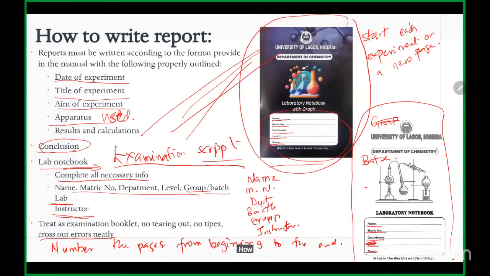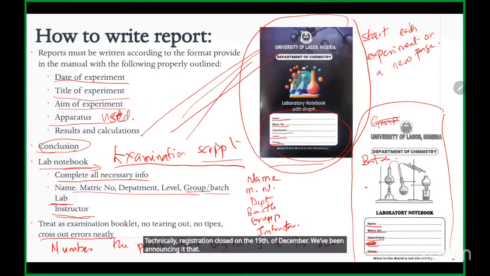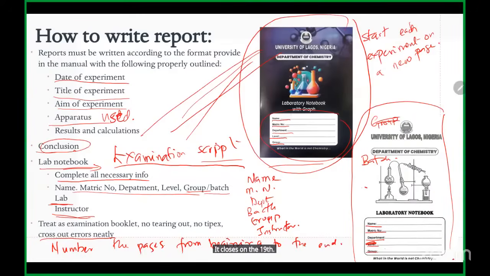How can we know about? I've answered that. Any other new question? Technically, registration closed on the 19th of December. We've been announcing that it closes on the 19th. Please register ASAP. You never know when the registration will be finally closed.